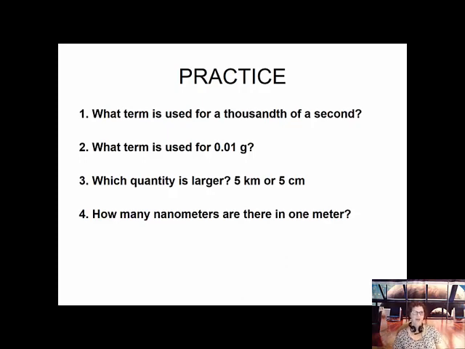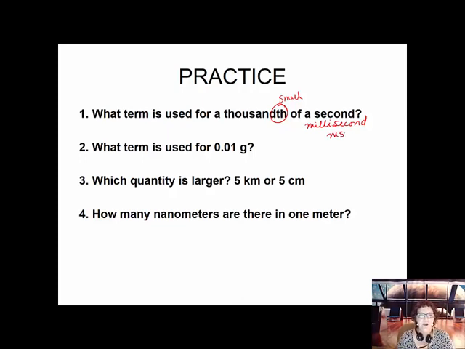Okay, all right, we're back. So the first question was, what term is used for 1,000th of a second? Remember, 1,000th means small. All right, so 1,000th of a second is going to be a millisecond. And the way we abbreviate that is ms.